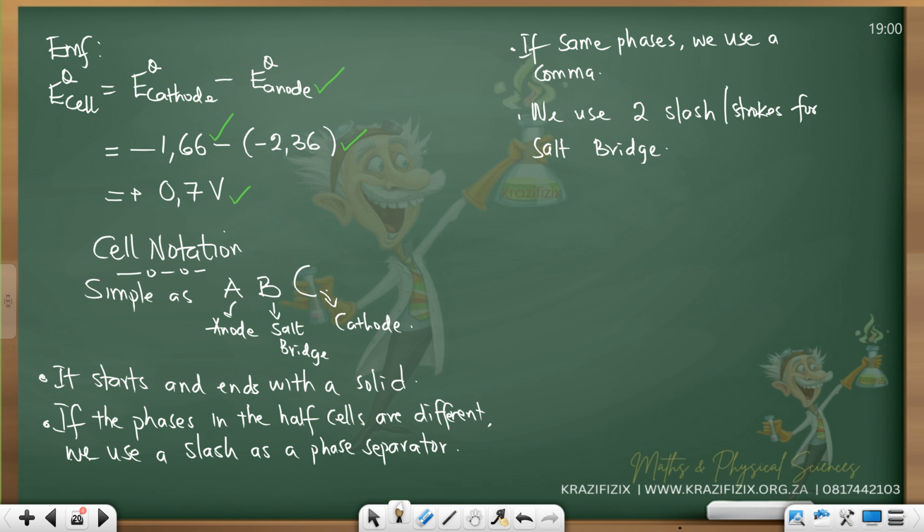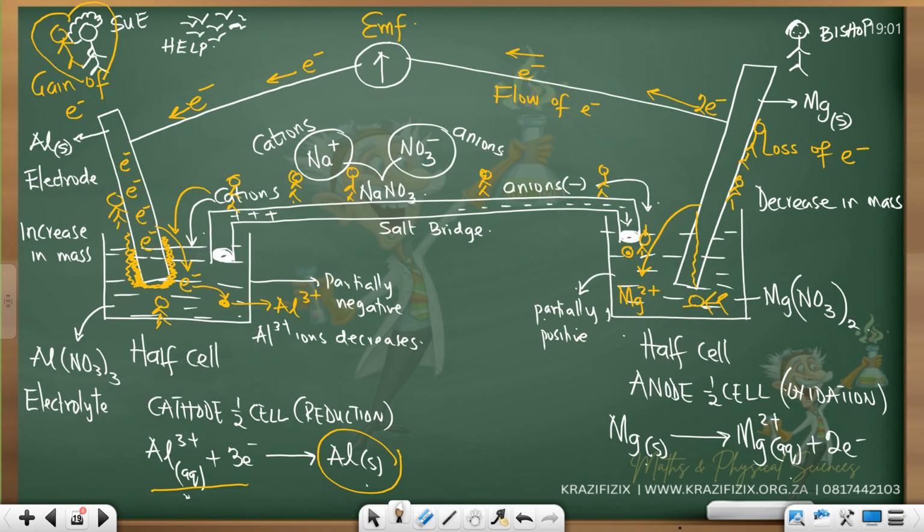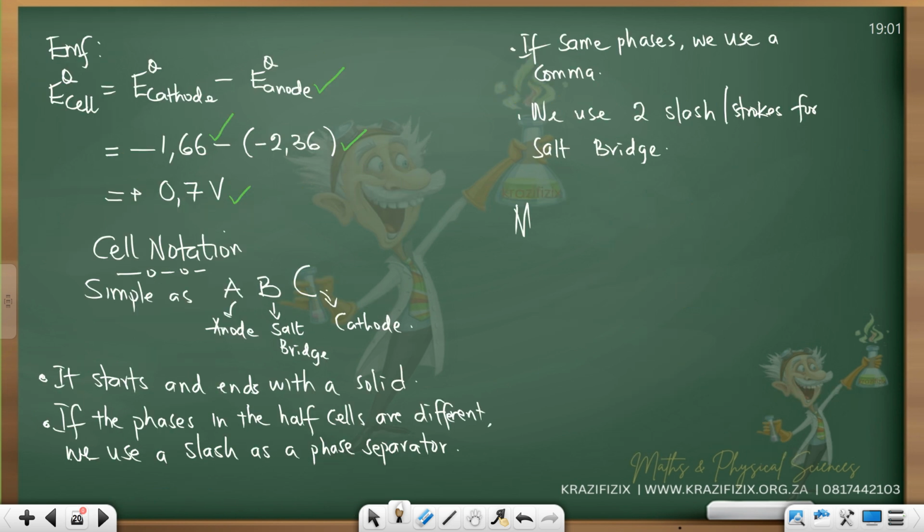Please, it must start with a solid. So when I use platinum, I must introduce platinum as well. It must start with a solid, and it must end with a solid. So we're still going to maintain that rule. And we start from the anode to the cathode. So what's my anode in this case? Mg. So it's going to be Mg solid. That's where I started from.